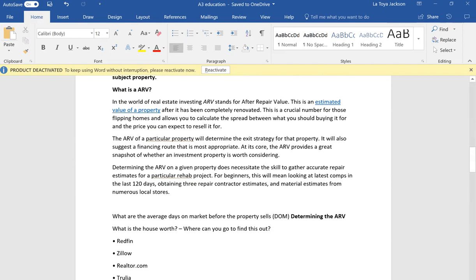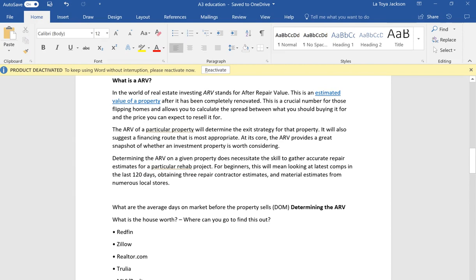So then you may say, what is ARV? We hear this all the time. ARV is the after repair value. This is the estimated value of the property after it's been completely renovated. After the property's been fixed up and is move-in ready, this is what we call after repair value. This is a crucial number to those flipping homes and allows you to calculate the spread between what you should be buying it for and the price you can expect to resell it for.